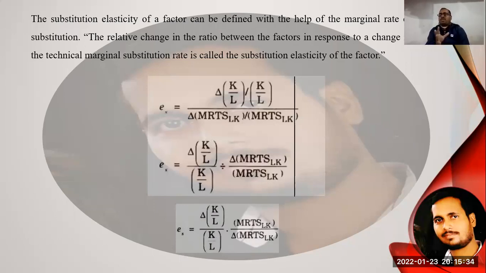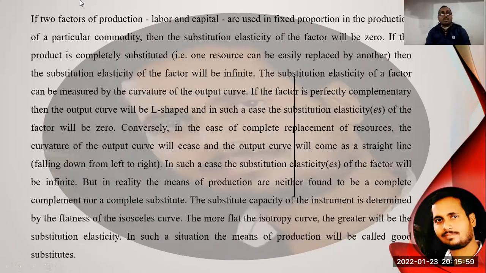Students, if we are studying mathematical economics, there we have to take an illustration in a numerical way, but this is an advanced economics class, an applied economics class. So in this class we only consider the formula of this substitution. Students, it was defined in this way. If in two factors of substitution, labor and capital are used in fixed proportion in the production of a particular commodity, then the substitution elasticity of the factor will be 0.